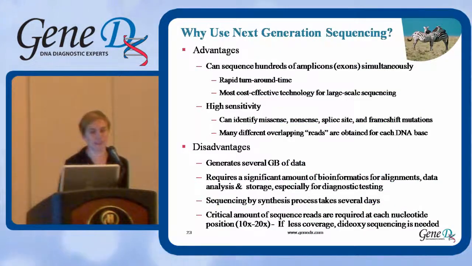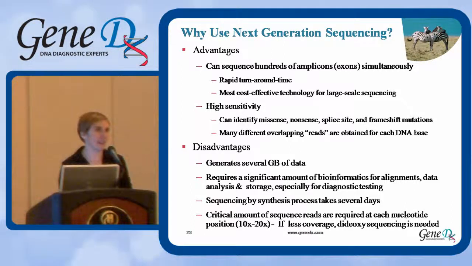So the advantages of next-generation sequencing are obviously that you can sequence hundreds of amplicons, so hundreds of exons at the same time. This gives you the most rapid turnaround time and is, at this point, the most cost-effective technology for large-scale sequencing. It's highly sensitive, so unlike the other two technologies, which really aren't good at picking up frameshift mutations, with this you're able to identify missense, nonsense, splice site, and frameshift mutations. And you get many different overlapping reads for each particular DNA base. So there are obviously advantages to that we've already talked about.